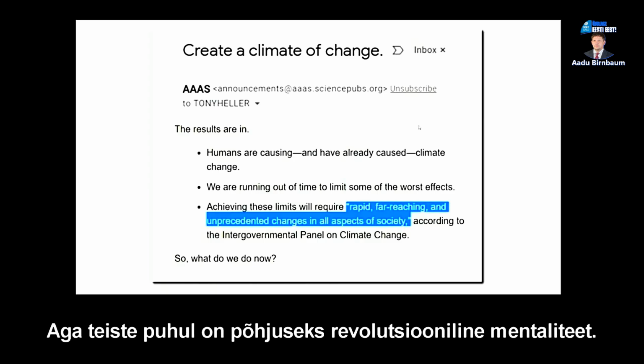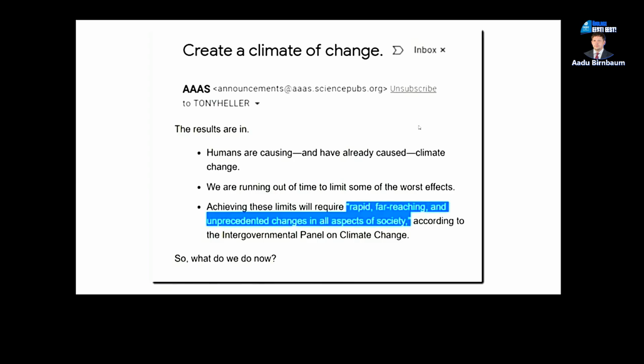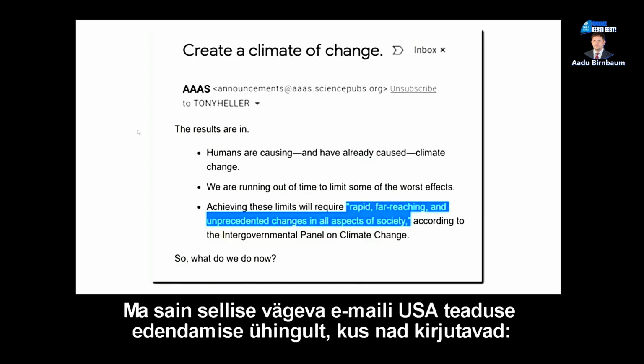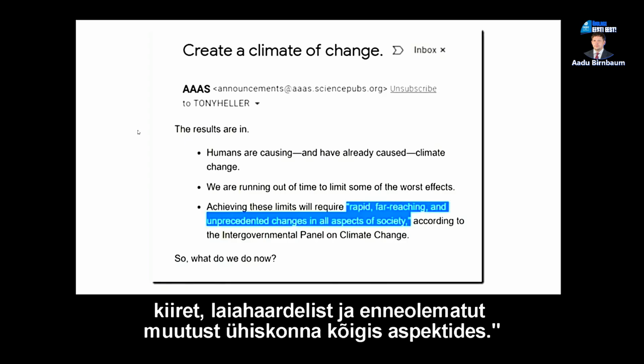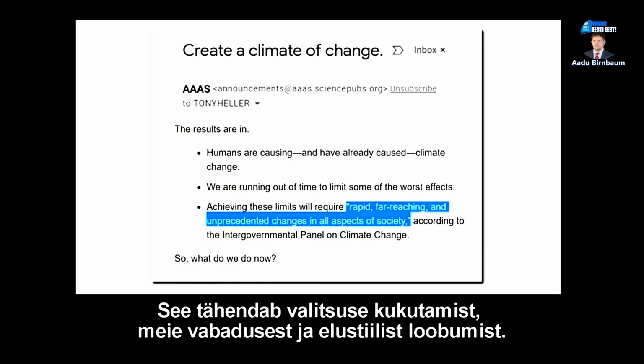But for some, it's the revolutionary mentality. This is an amazing email I got from the American Association for the Advancement of Science. They said, "Achieving these greenhouse gas limits will require rapid, far-reaching, and unprecedented changes in all aspects of society." This is about overthrowing our government, our freedom, and our way of life.